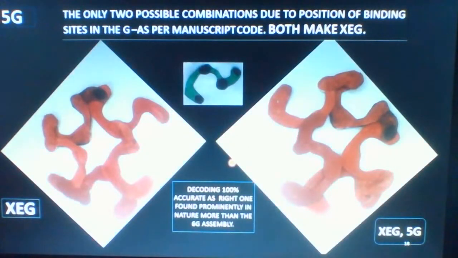Now the next is using 5G. When I assembled 5Gs together, these are the only 2 possible combinations due to position of binding sites in the G as per manuscript code. Look at it. These are the only places they can bind. And so these are the two images that I got. This one is very prominent in natural beast formations. And you can see 5G there, and then your G. And it's an SEG. All right.